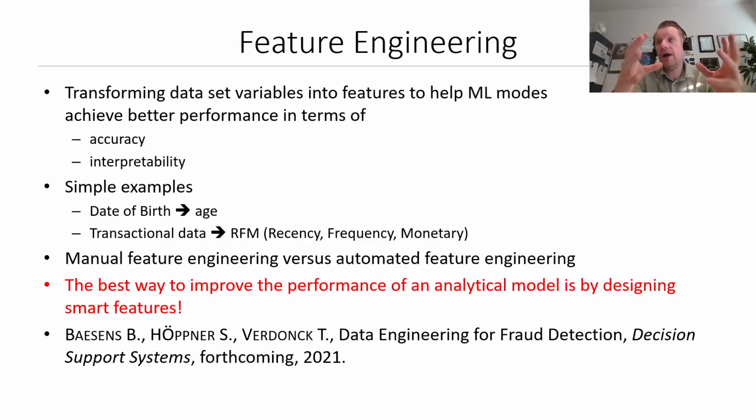It's my finding, or it's my strong conviction, that the best way to improve the performance of any analytical or machine learning model is by designing smart features. And we can do that manually, whereby the data scientist will closely collaborate with the business expert, or we can do that fully automated. There exist automated ways of doing feature engineering. And essentially, what deep learning neural networks do is actually learn very complex, unfortunately black box, features in your data.